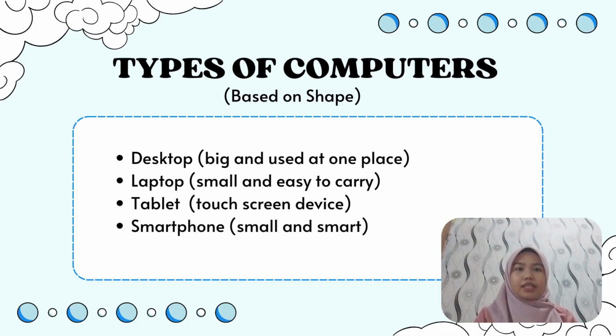Next is tablet. A tablet is touchscreen computer. It's very lightweight and portable. People often use it for reading, watching videos, or browsing. Last is the smartphone, the smallest type of computer. Even though it's small, it can do a lot. You can browse, play games, join video calls, and even work using your phone. So these are the 4 common computer types based on shape.